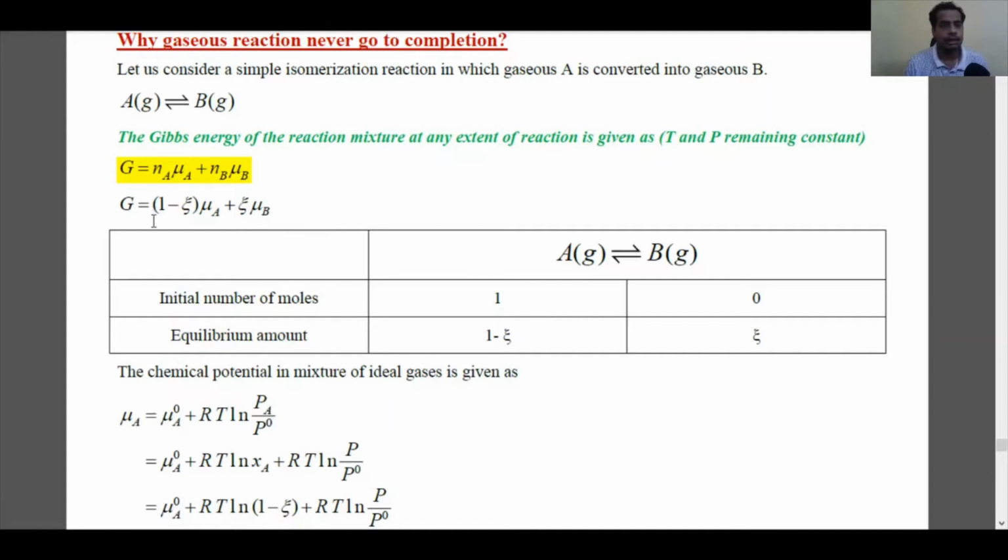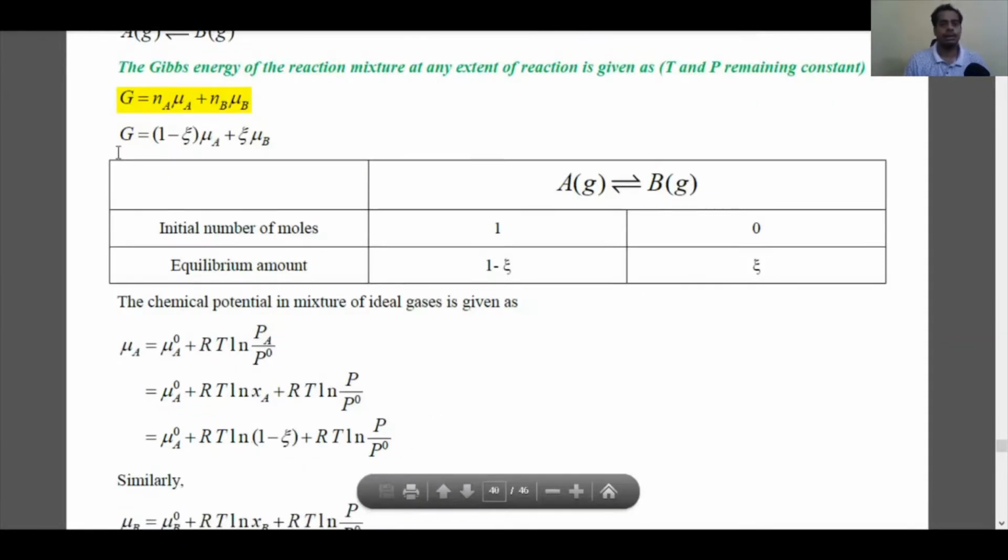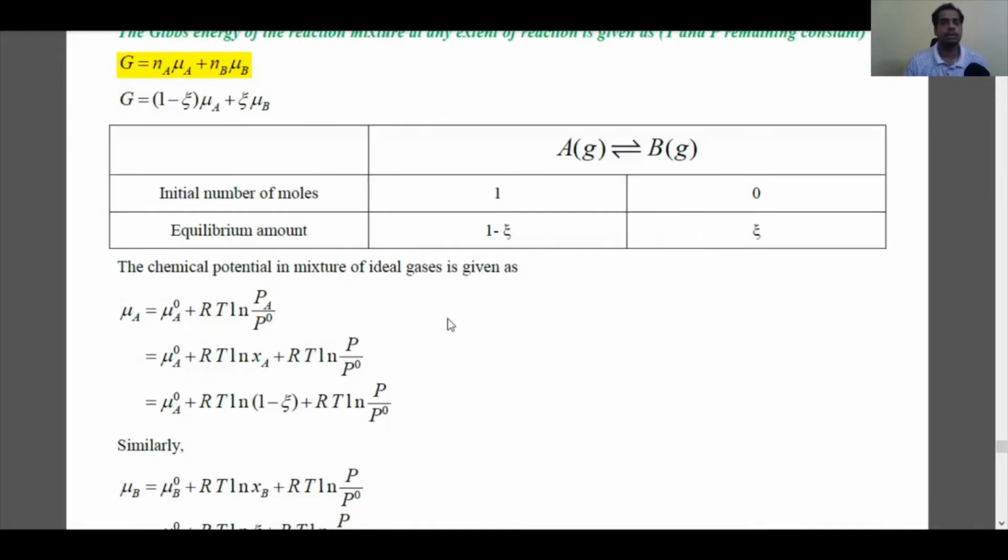So here the number of moles of A is 1 minus xi at equilibrium, times mu A, and in place of Nb I am writing xi times mu B. So this is the Gibbs free energy expression for the A to B conversion at equilibrium. Now we know that chemical potential is given as mu A is equal to mu A0, or mu A at standard state, plus RT ln PA by P0. PA is the partial pressure of component A and P0 is the reference state pressure. Generally it is the standard state pressure, which is 1 atmosphere or 1 bar.